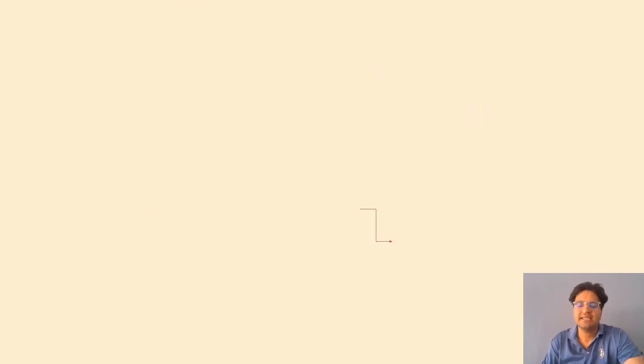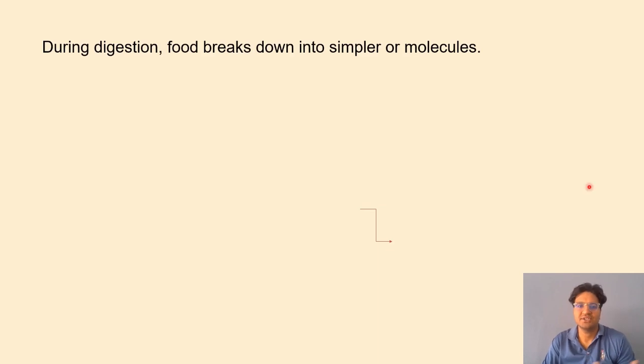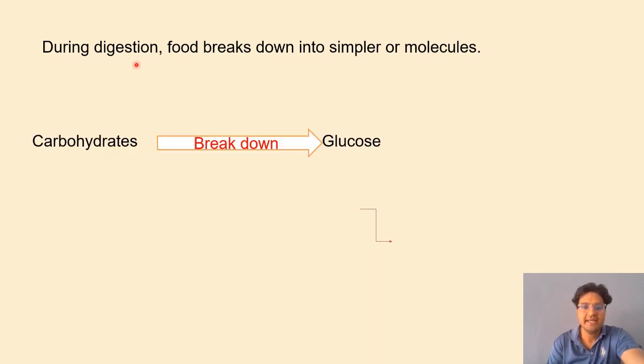As we have seen, in our body we have digestion. During digestion, food breaks down into smaller molecules, like carbohydrates. Do you know what carbohydrates are? Anyone? Carbohydrates are found when we eat rice, potato, French fries, burger, chicken. When we eat food, there is the presence of carbohydrates. In our body, during digestion, carbohydrates break down into glucose.